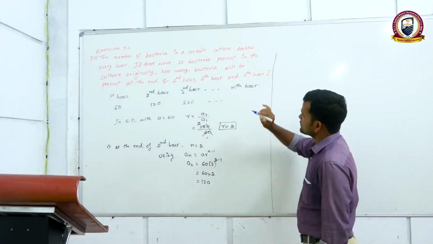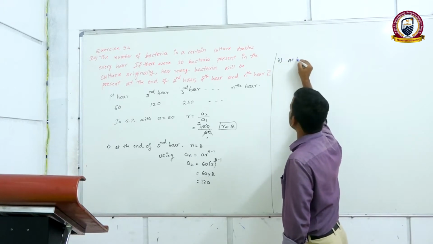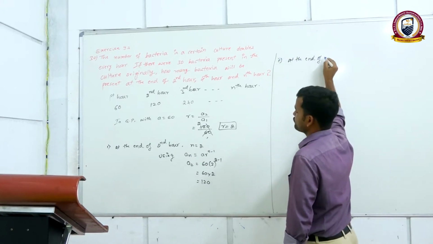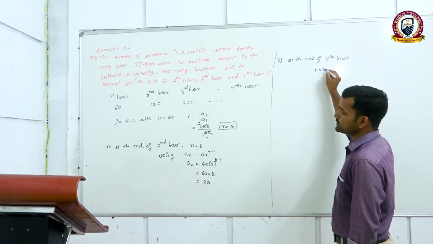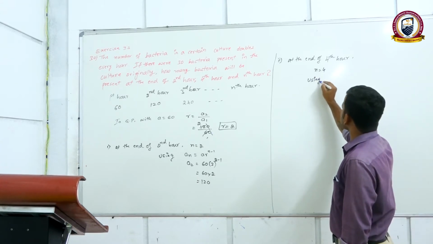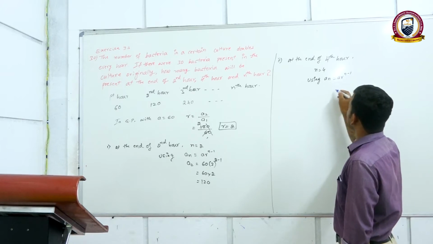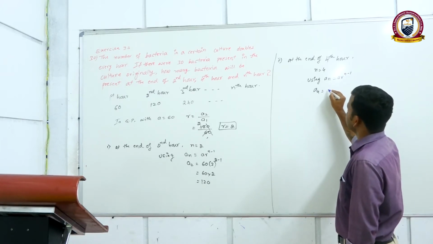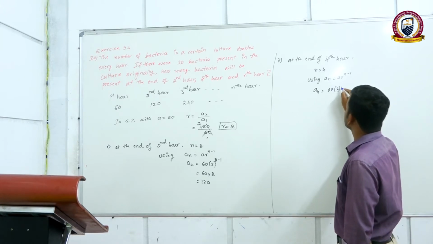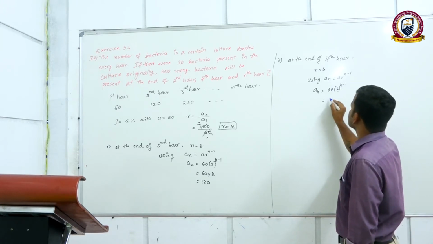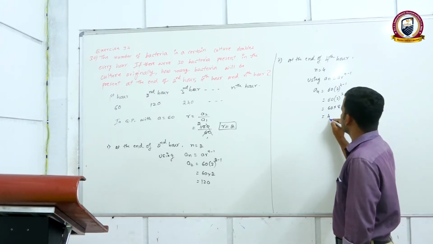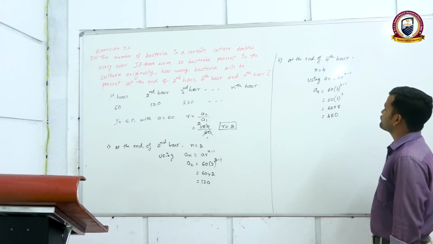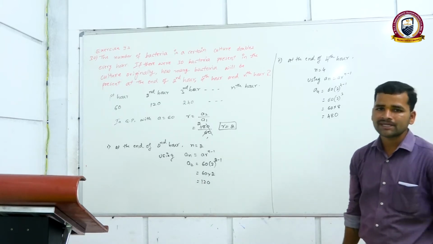Going to second part of the problem. What is that second part? At the end of fourth hour, here n is equal to 4. Using the formula, An is equal to A into R to the power of n minus 1. A4 is equal to A is 60 into R is 2 to the power of 4 minus 1. 60 into 2 to the power of 3. 2 to the power of 3 is 8. 8 sixes are 48. So at the end of fourth hour, 480 bacteria will be there.